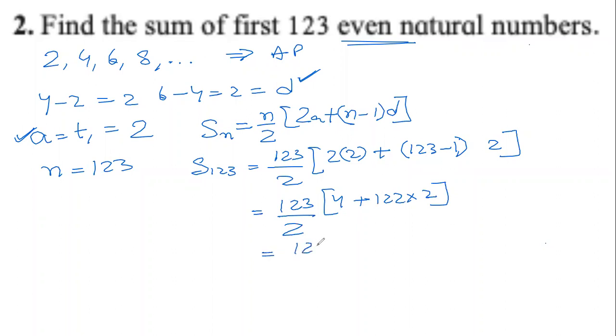Next step, 123 by 2. Now we still need to write a bracket. 4 plus, am I doing it right? 244. 244 I'm saying, and I have to give a bracket. Check if these steps are right till now. Confirm. Yes, thank you for the confirmation.